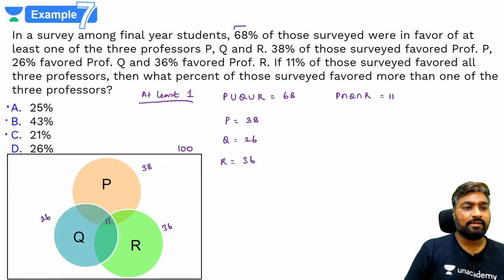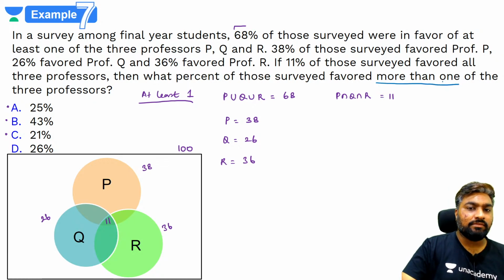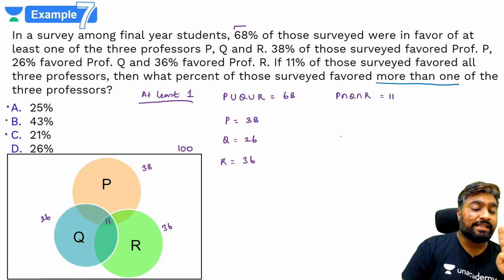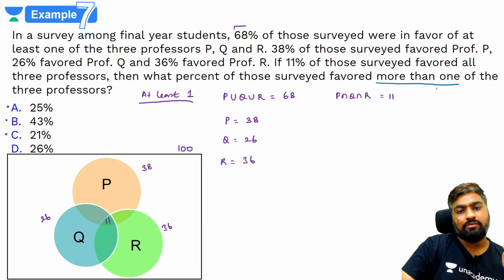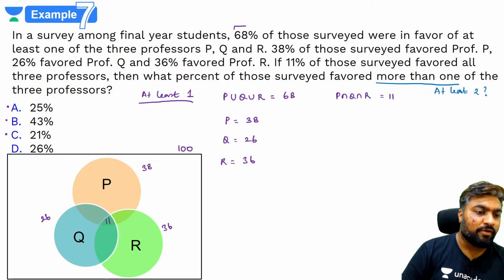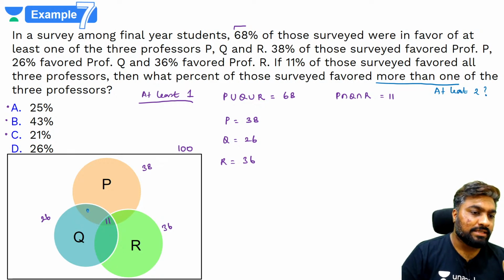Now, what are they saying? What percentage of those surveyed favored more than one of the three professors? More than one. What do you mean by more than one? They should have favored at least two, correct? So the question is asking what? How many people favored at least two? So two professors will be what? This part, this part, this part.